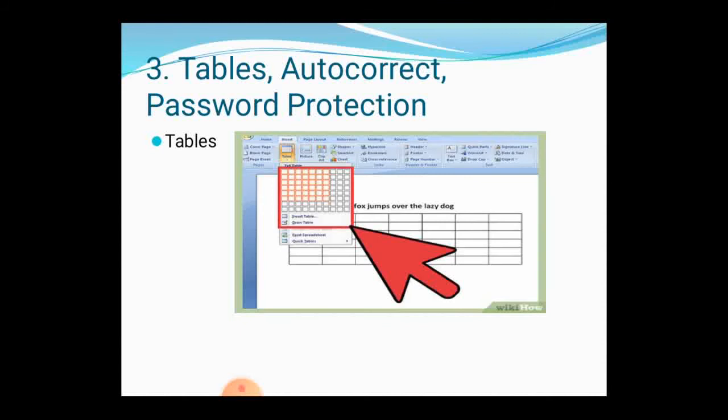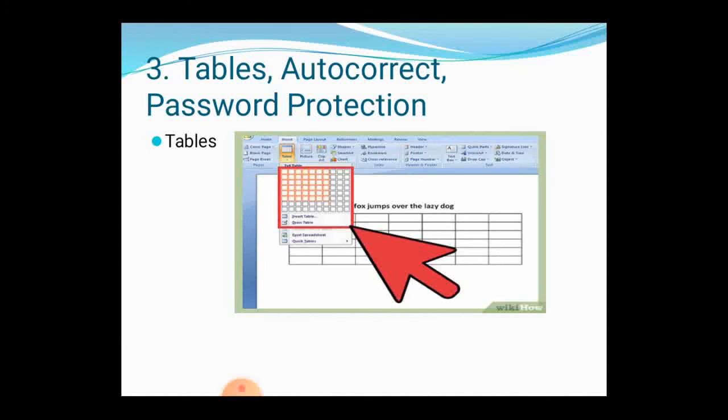There will be vertical columns and horizontal rows. The intersection of rows and columns is called the cell. So how do you insert a table into your document? To insert a table, you have to select the Insert tab. In the Insert tab, there is an option for table.